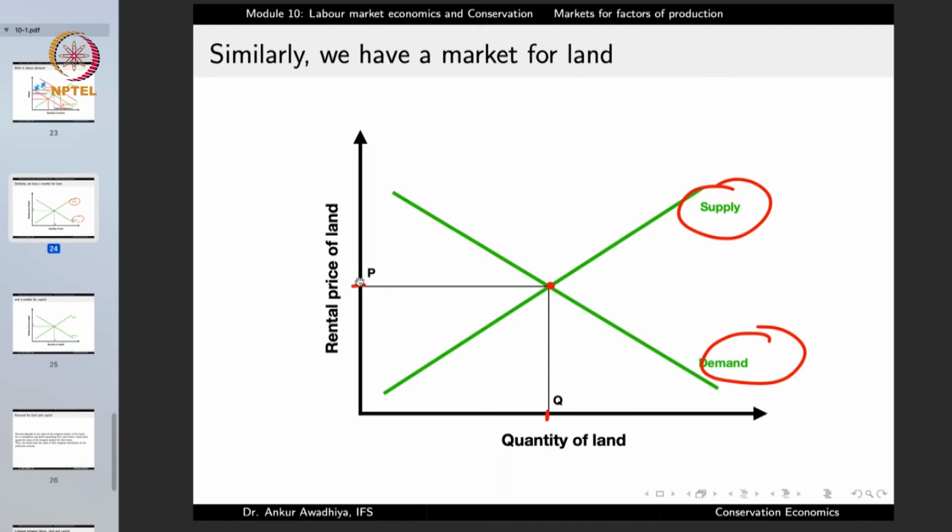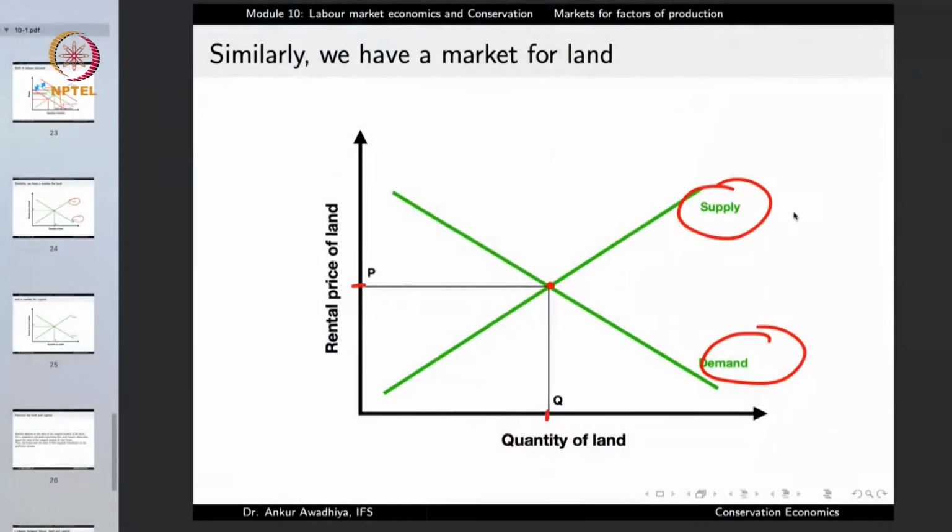Now, in a number of cases, the firms do not buy the land, but they take the land on a rental basis, which is a lease. So, in most situations, we talk about the rental price of land, which is how much you need to pay for a fixed piece of land, say per year or per decade. So, in the land market, we have an equilibrium quantity of land and we have the rental price of land.